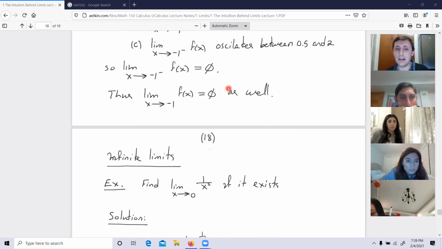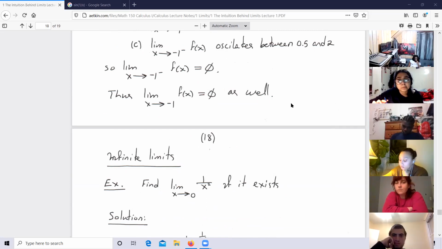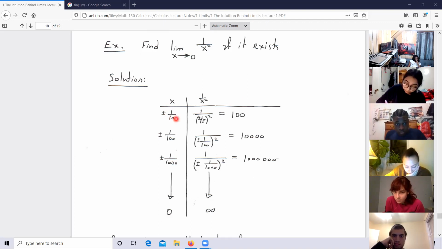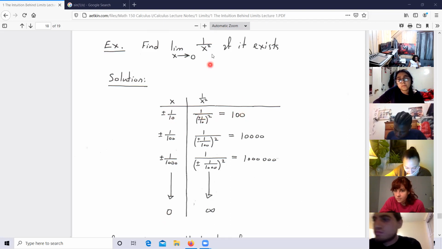Okay. Now here we have something we call infinite limits. So what happens if x goes to 0 of 1 over x squared? So let's look at it, guys. I am going to plug numbers close to 0. Plug in plus or minus 1 over 10. And what do you get? You get 1 divided by 1 over 10 squared, and that will be 100. Everybody sees that 1 divided by 1 over 10 squared is 100, right? Do I need to explain it, guys, or you see it?